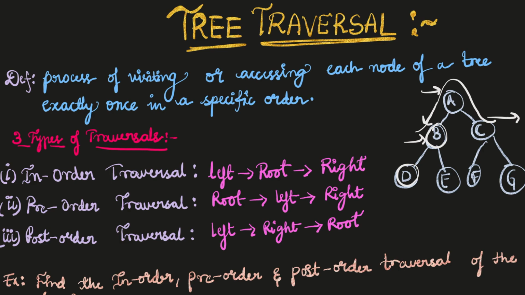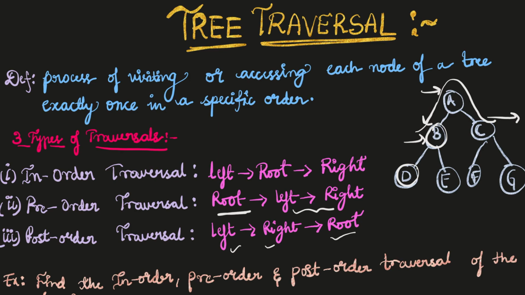Coming to pre-order. Pre is nothing but before, it comes before. So the root element would come before left and right. That's the reason root has come before left and right. Post-order is nothing but it comes at the end. So that's the reason first left, right, and then in the last we have the root.